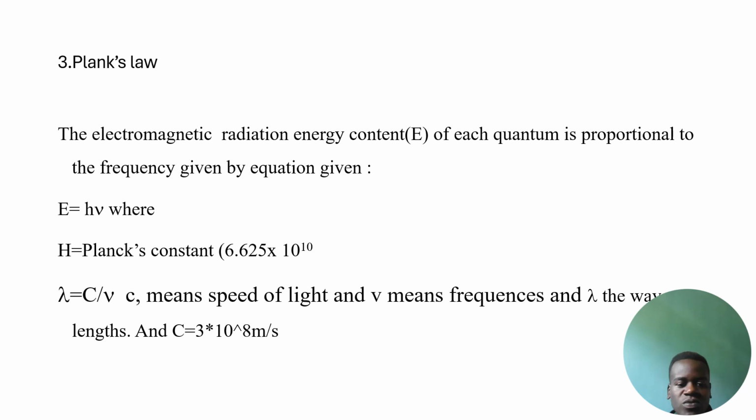Energy is equal to nhv, where n is the number of photons, h is Planck's constant, and v is the frequency. We know that the frequency is equal to c over lambda, where c is the speed of light, equal to 3 times 10 to the power 8 meters per second, and lambda is the wavelength.